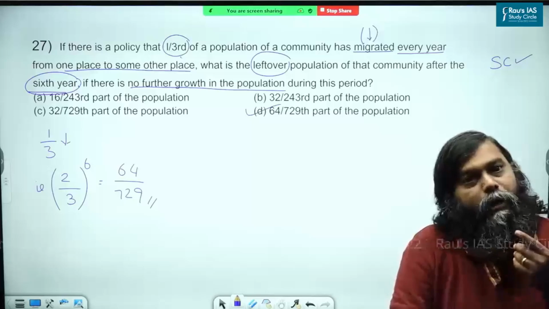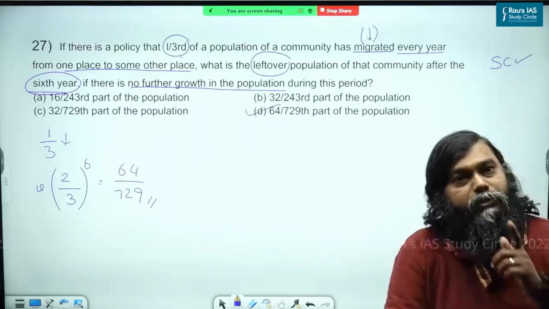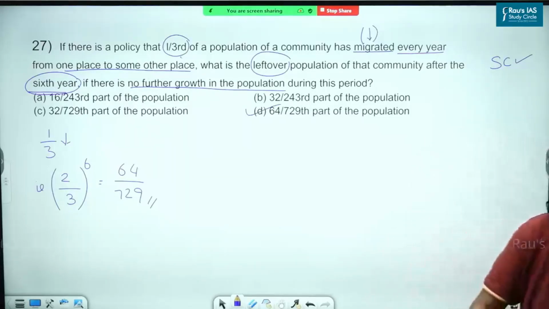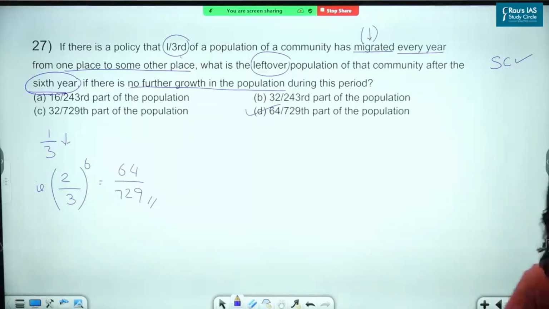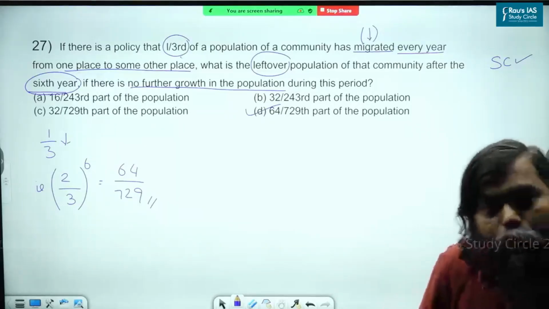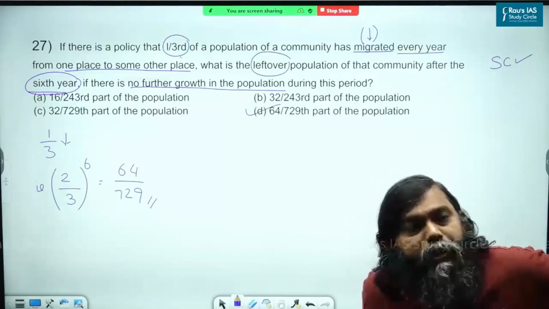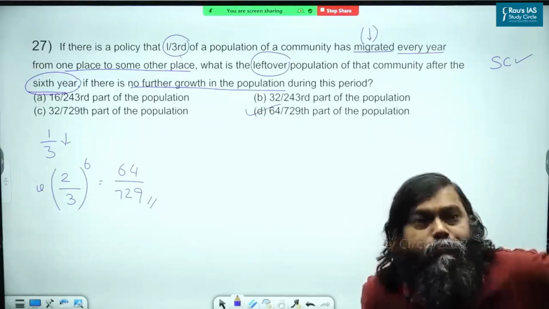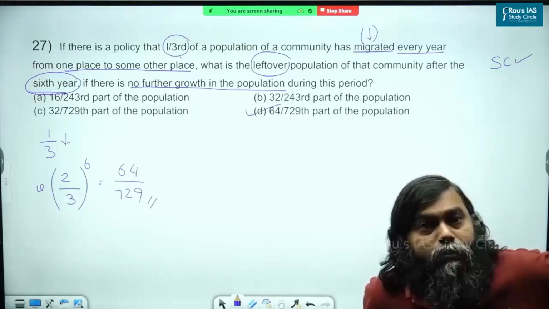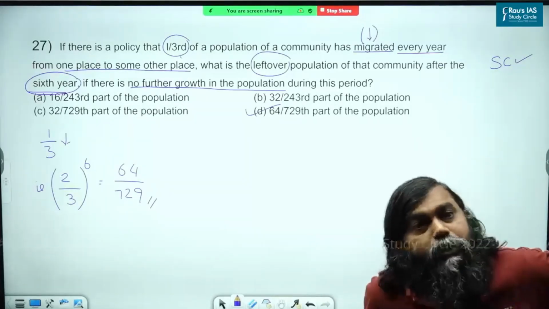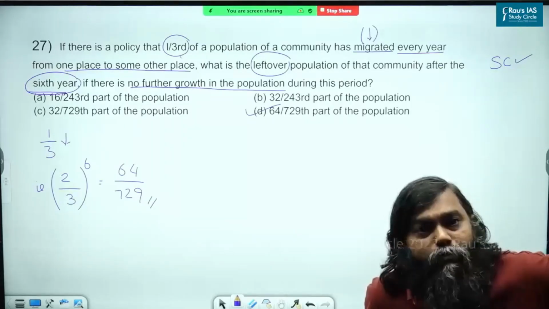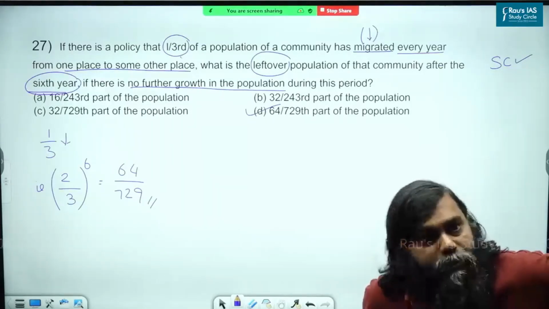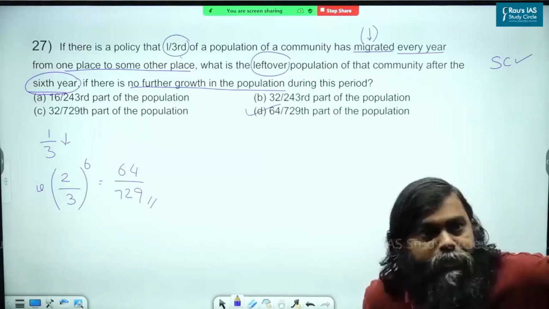Tell me, why is this question suitable for successive changes? More than one numerical value is there. How do you decide that we can solve this question by successive changes also? The new total is changing. Every year 1 by 3 is based upon the new total. That means this question is eligible for successive changes.